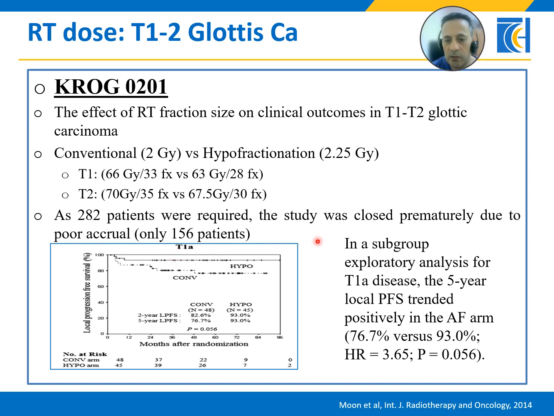But they did a subgroup analysis for T1a disease, and they reported the 5-year local progression-free survival for this group of patients. They found that patients who received 2.25 gray per fraction had a trend towards improvement in local control compared to 2 gray per fraction, but this was not statistically significant. The p-value was 0.056. So from the Korean Radiation Oncology Group and the Yamazaki trial, we can conclude that for T1 disease, 63 gray in 28 fractions is one of the standard of care radiation doses for early stage glottic cancer.